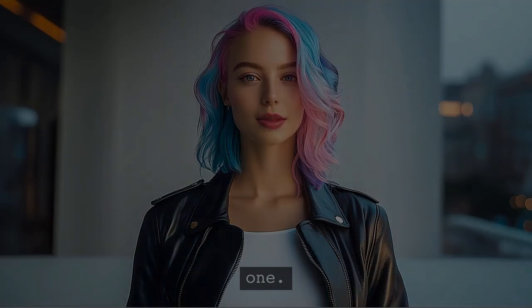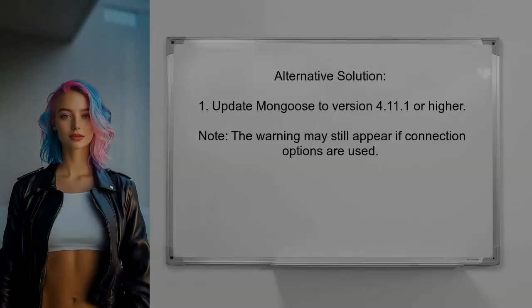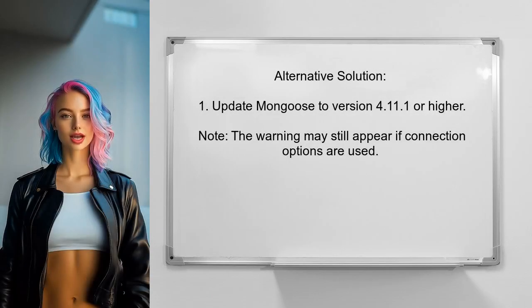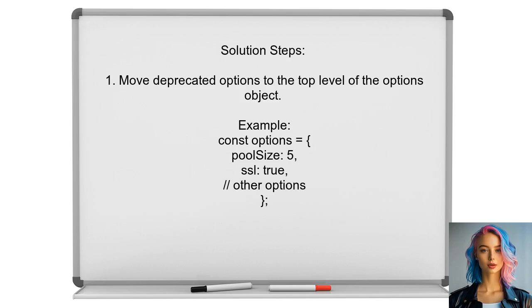Let's explore another one. One alternative solution comes from a user who mentions that the warning is harmless and a known issue with Mongoose. They suggest updating to the latest version of Mongoose, which is above 4.11.1, to resolve the warning. The user also points out that certain options for server, replSet, and Mongoose are deprecated. They recommend moving these options to the top level of the options object to avoid the warning.